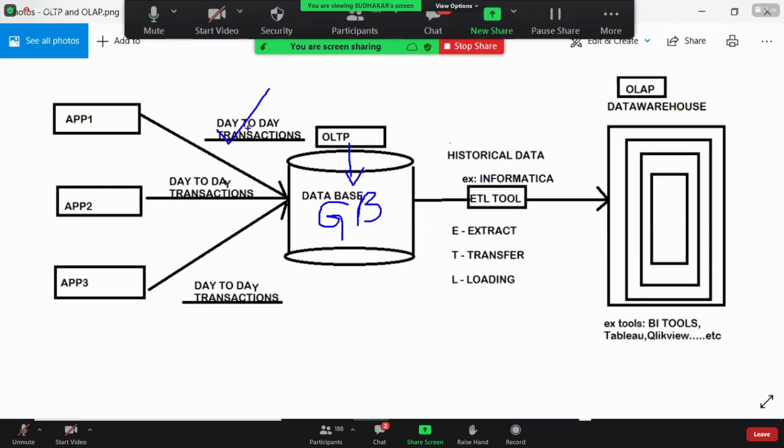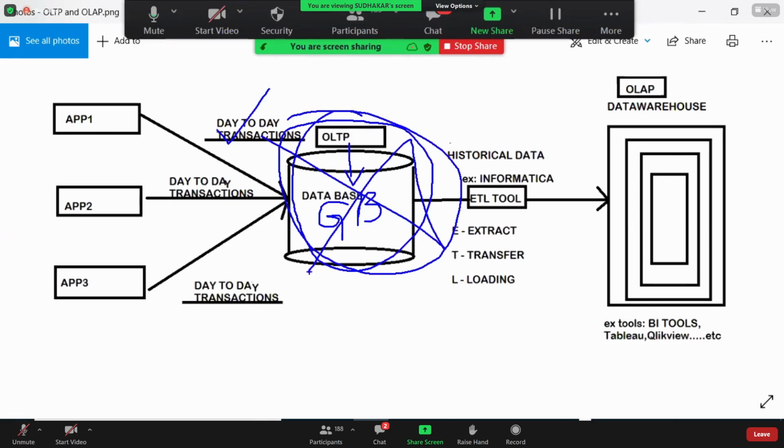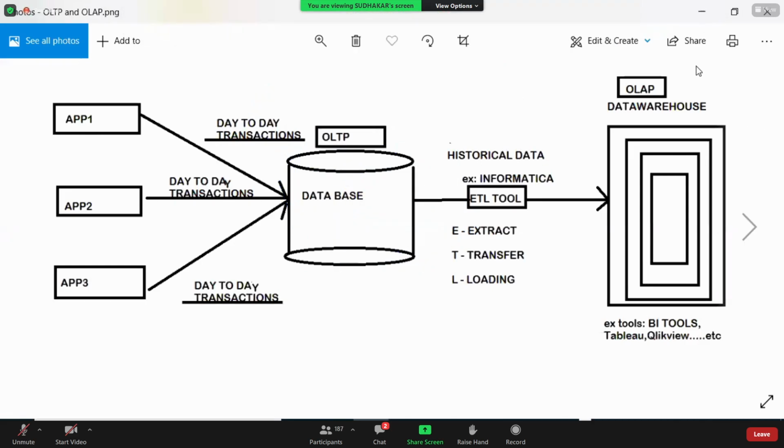Okay, my day-to-day transactions are more than gigabytes. Then how can this be handled? It cannot be handled, because your memory is going to be GB and your transaction data is more than GB, right? So how will people manage this? There you have to use OLAP databases. It's called a data warehouse.